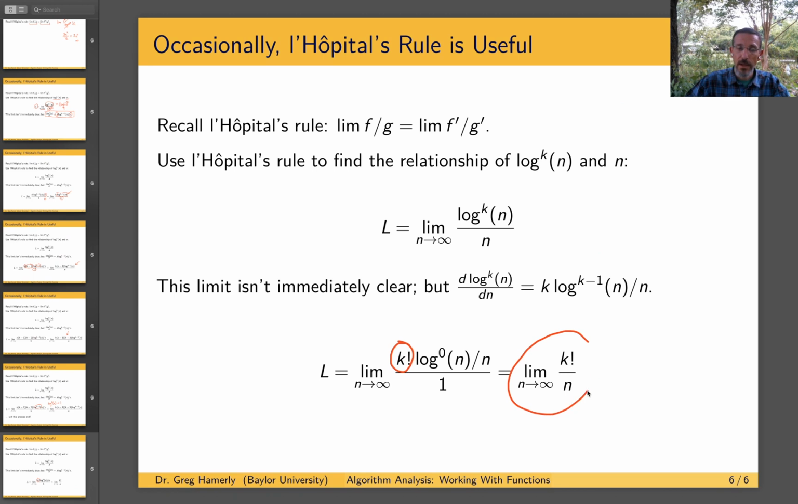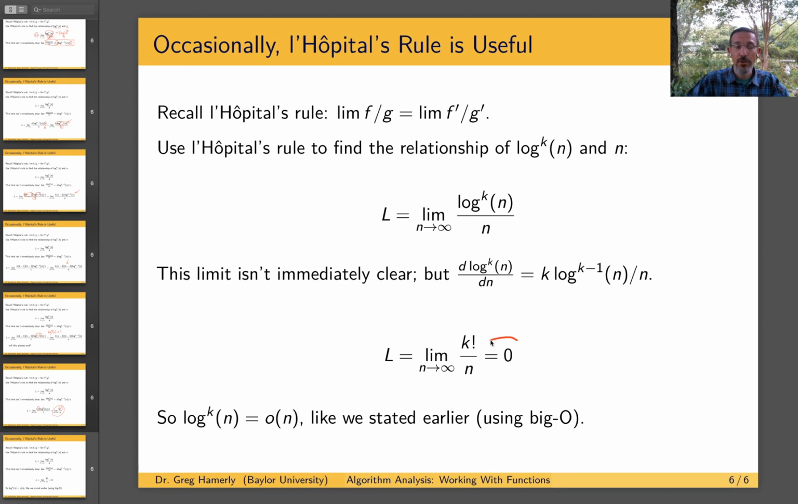which is this. Okay, now k factorial is a large number, but k is a constant, and so k factorial, even though it's a large number, is still a constant. And what is n doing? It's going to infinity. So this value is equal to 0, right? Because as n goes to infinity, it certainly is going to be larger than k factorial, even though that's potentially a very large number. So according to the limit rules that we talked about earlier, log to the power k of n is equal to little o of n, which is what we stated earlier.